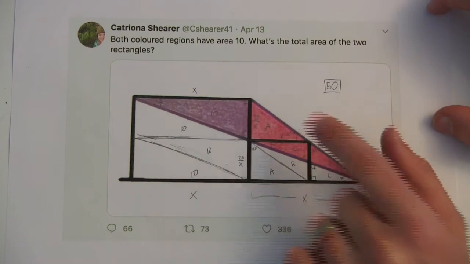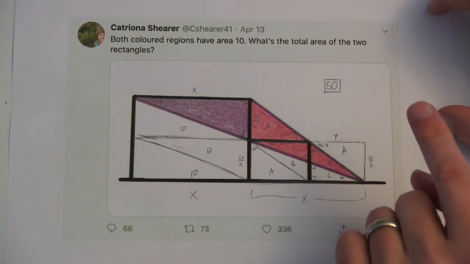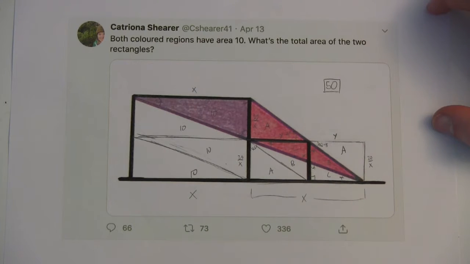Both colored regions have area 10. What is the total area of the two rectangles? Oh, very interesting. All right, so what did you find?